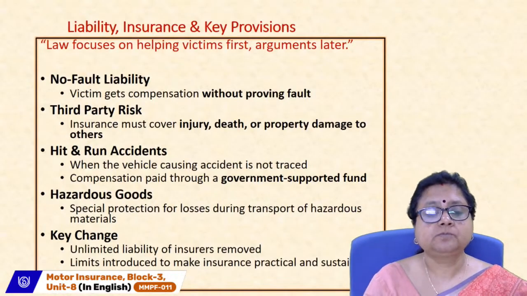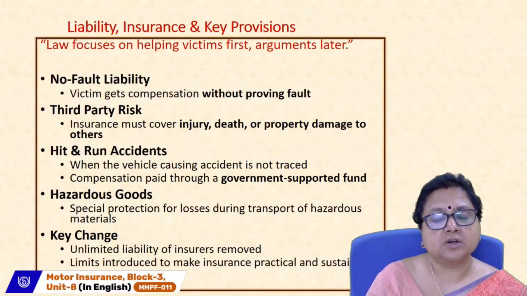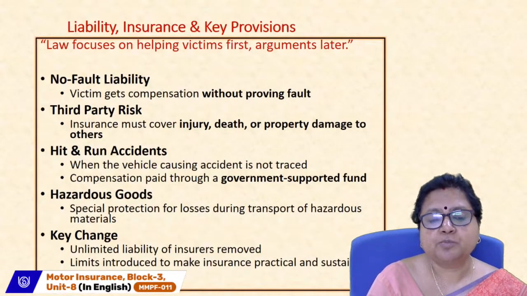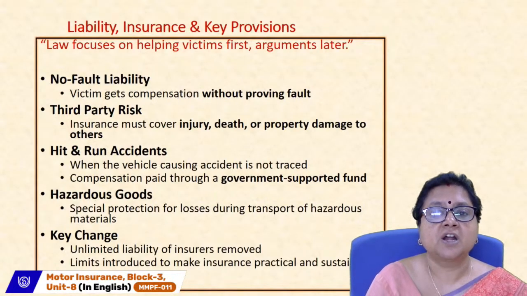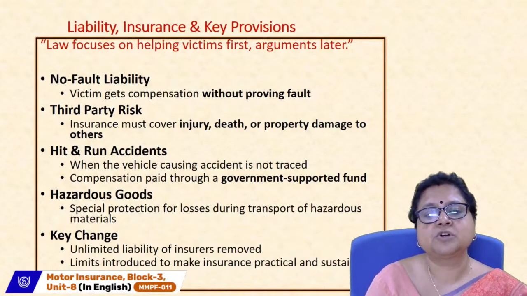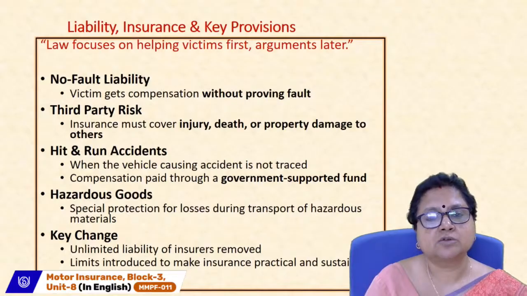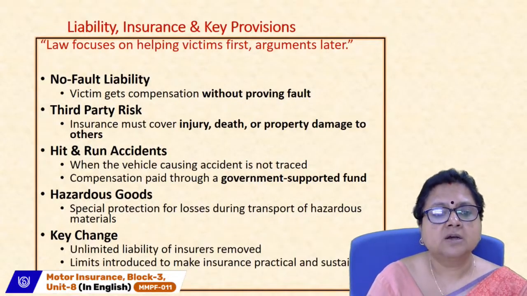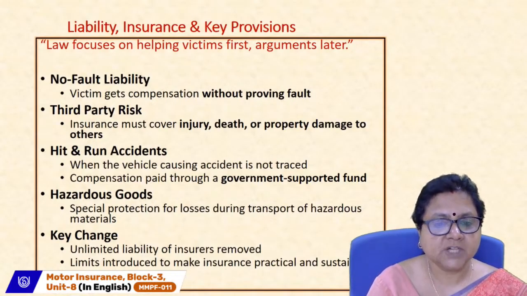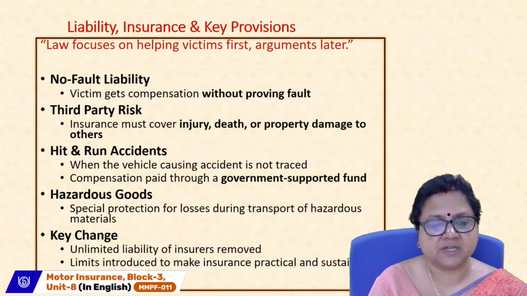Next one is hazardous goods. Insurance is also provided. Motor insurance also gives protection for losses during the transport of hazardous materials. Suppose you talk about a few medications, drugs, injections, different antibiotics, or different types of hazardous materials which are being transported from one place to another. In that case also, vehicle insurance, motor insurance is done, so that it will safeguard the losses of such hazardous materials.